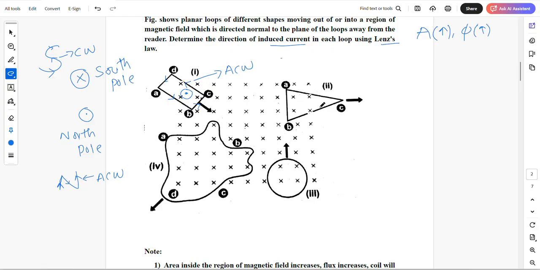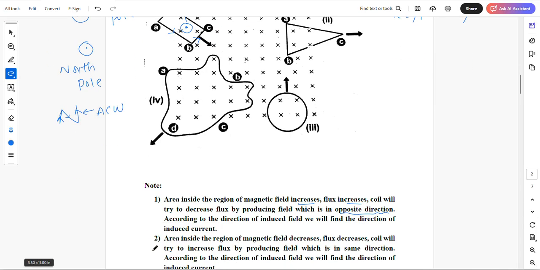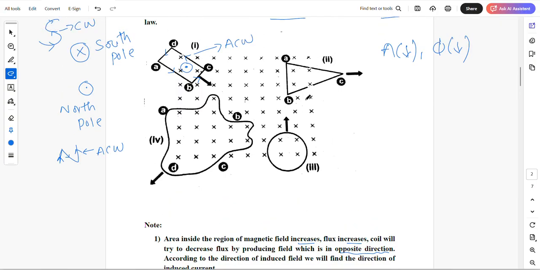Now, in the second case, what is happening? Area is getting reduced. If area is getting reduced, the flux decreases. Area inside the region of magnetic field decreases, flux decreases. The coil will try to increase flux by producing a field which is in the same direction.